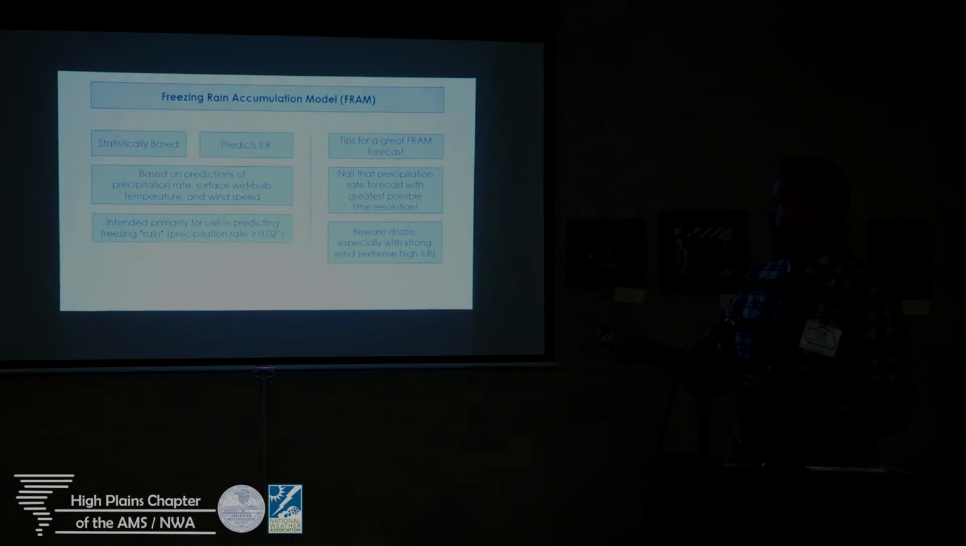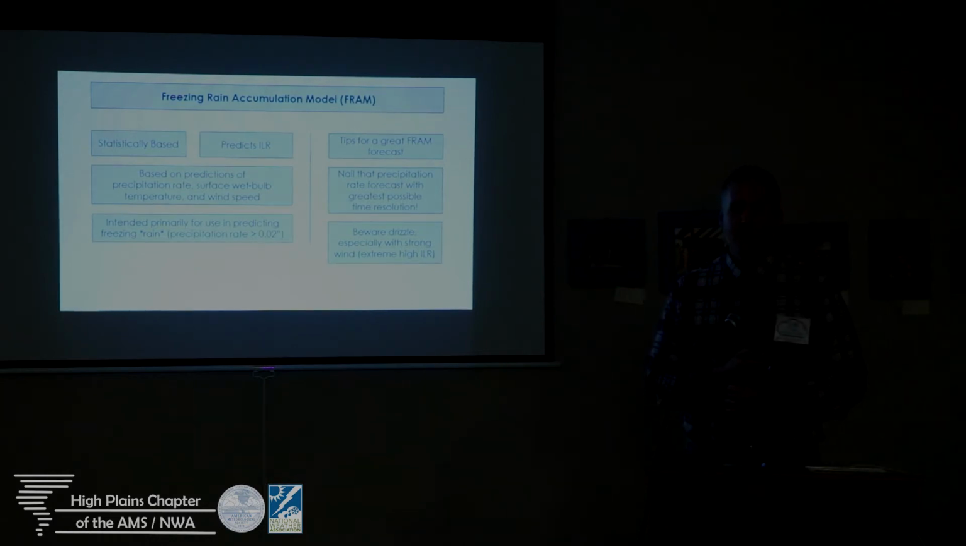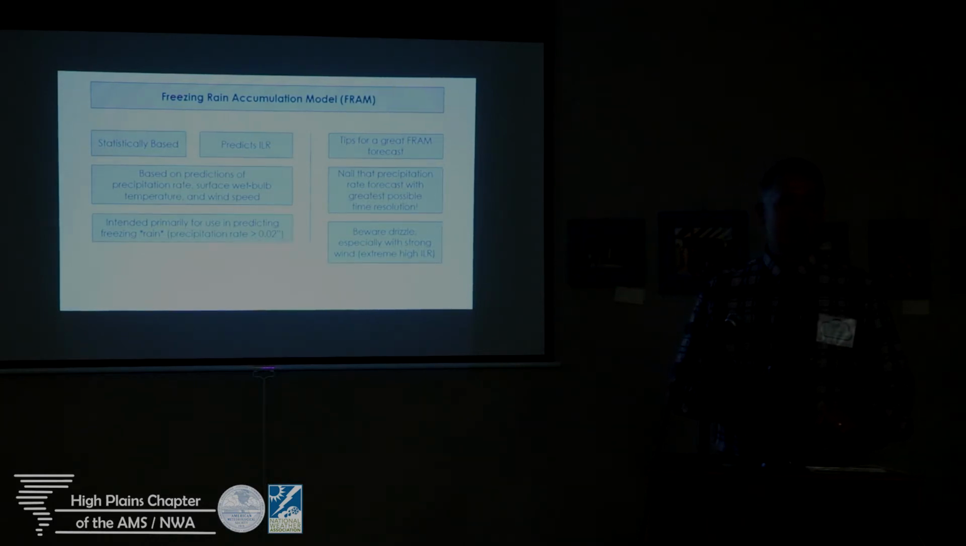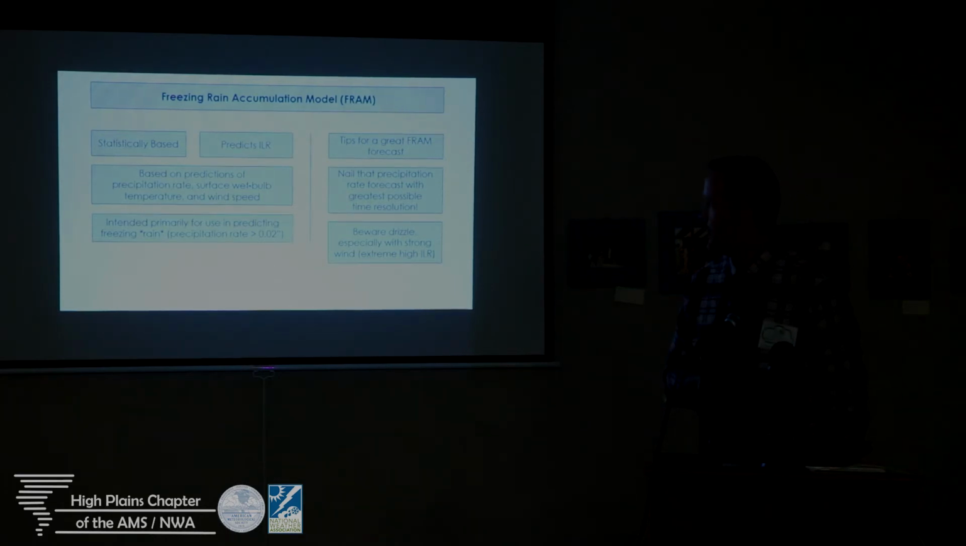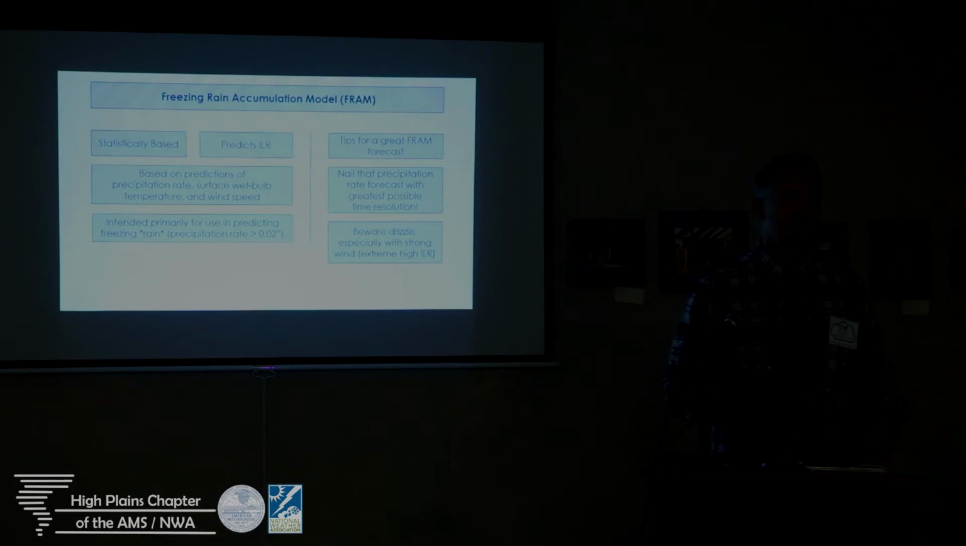Also, and this is an important one that I think gets lost, it is intended primarily for predicting freezing rain. It was only developed on rainfall rates greater than 200ths per hour. So whether or not that's rain, it's more than sprinkles. We got that. It has application for drizzle, but it's not baseline to that.